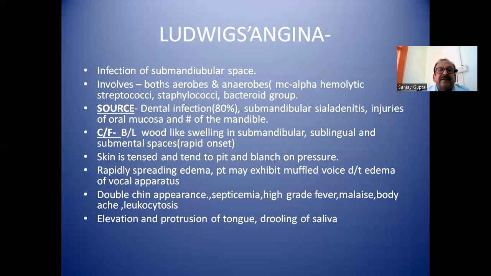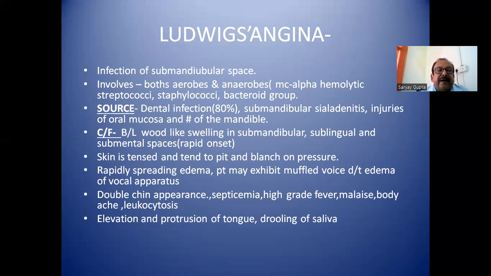Ludwig's angina is another condition seen in both infants and adults. Infection of the submandibular space involves both aerobes and anaerobes, such as alpha hemolytic streptococci and staphylococci. Mostly the source of infection is dental infection, submandibular salivary gland infection or sialadenitis, injuries of the oral mucosa, and fracture of the mandible.